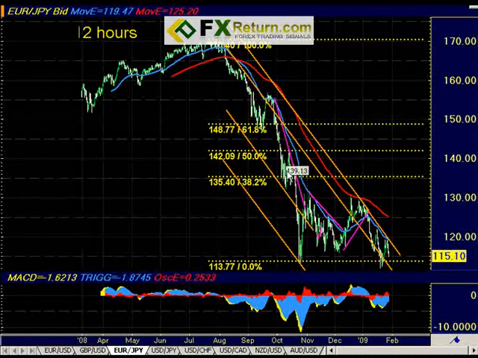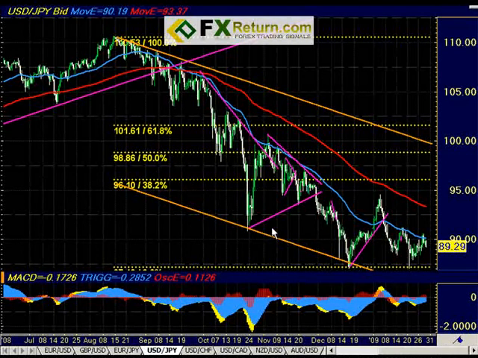But for the most part, we're going to assume that we're going to continue in the downtrend because there's not been a lot of money for the buyers. Most of the money has been made by the sellers. When we look at dollar yen, same thing. It's in its downtrend channel.